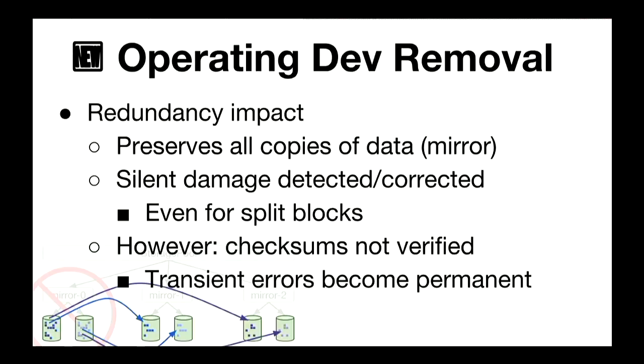I mentioned that we don't verify the checksums. The only real concern about this is that transient errors could become permanent. For example, we have a mirror here, and normally if we read from this side of the mirror and get the wrong data, we verify the checksum, it says we have the wrong data, and we would immediately write over that to correct it. When we're doing the device removal, we read from this side, take whatever it gives us at face value and write it over here. If the error was transient, meaning it gave us the wrong data this time, but if we read it again it would give us the right data, then we've made that worse because we just wrote the wrong data over here.